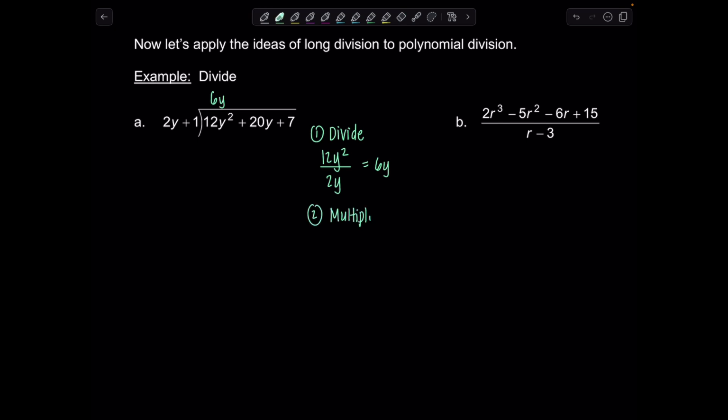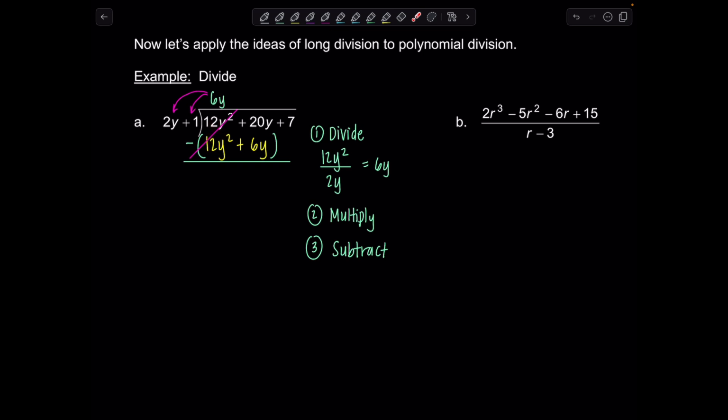Good, you multiply. So this time you multiply what you just wrote up top by the entire divisor. You've got to distribute, and I'm going to write the result underneath right here. So this is 12y squared plus 6y. Yes, I'm distributing. Okay, step 3, you subtract. You subtract that new yellow row from the row up above. The entry on the furthest left should cancel out. If it doesn't, something went wrong. That should cancel out always, the one on the furthest left.